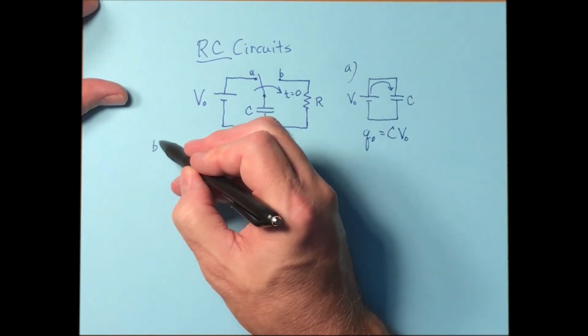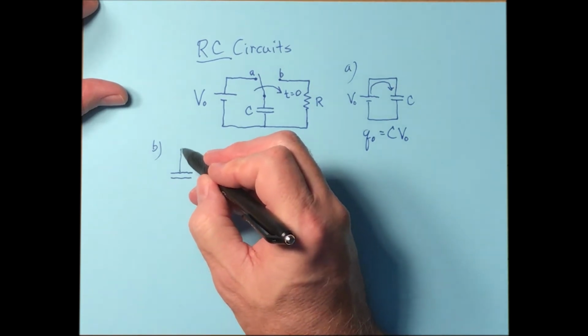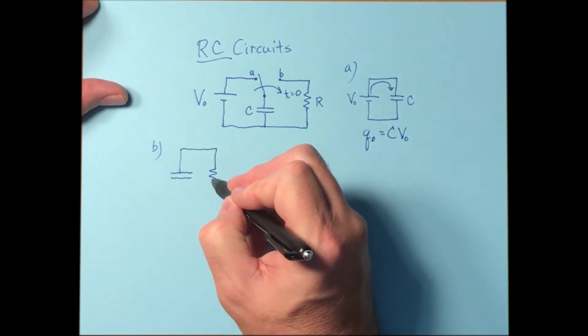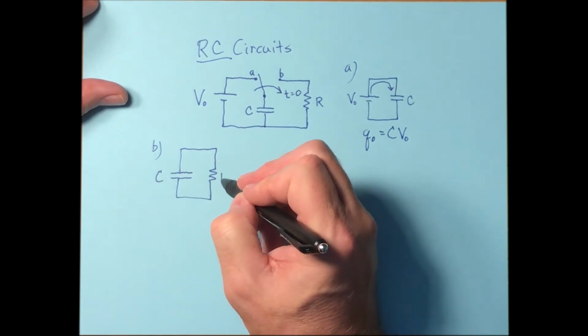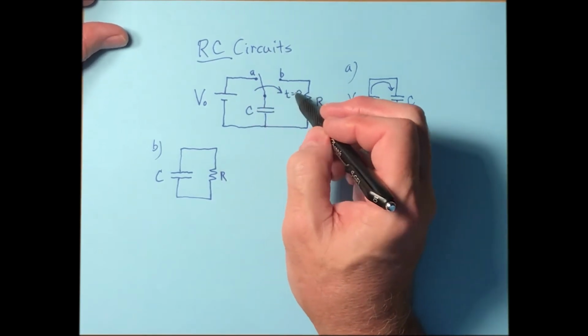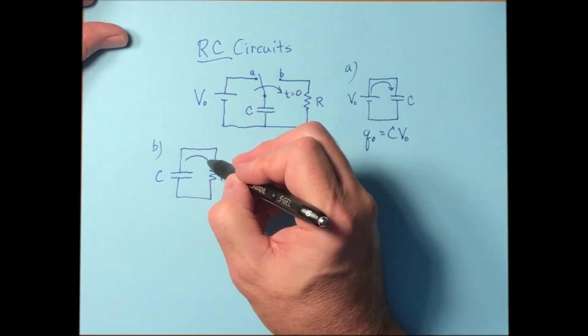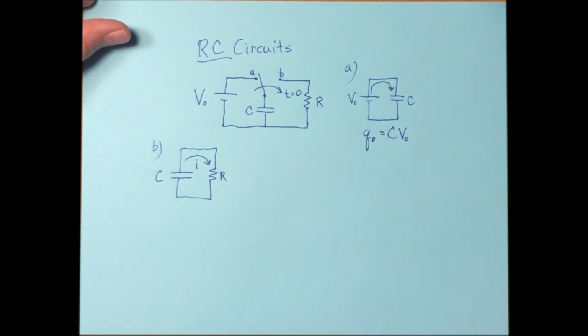All right, now when it was in the A position, that was before. Now it's in the B position. The charged capacitor is here, and this is essentially a resistor and capacitor circuit. So there's a capacitor, there's a resistor. This is an RC circuit. So at the moment the switch is flipped, a current begins to flow. Let's call that current I right there.